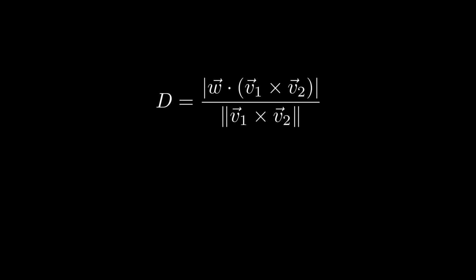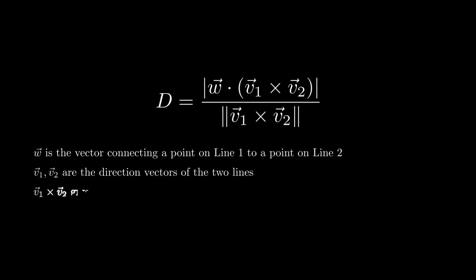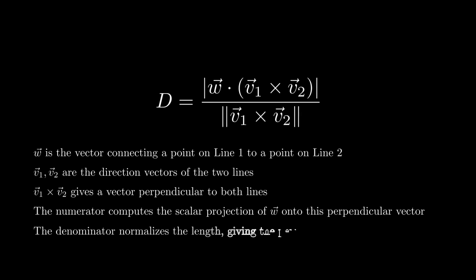In such cases, it may be useful to calculate the minimum distance between these two lines. We can compute this with the following expression, where w is the vector connecting any point on line 1 to any point on line 2. v1 and v2 are the direction vectors of the two lines. v1 cross v2 gives a vector that's perpendicular to both lines. The numerator is the scalar projection of w onto that perpendicular vector, and the denominator gives the magnitude of that perpendicular vector, which normalizes the result.